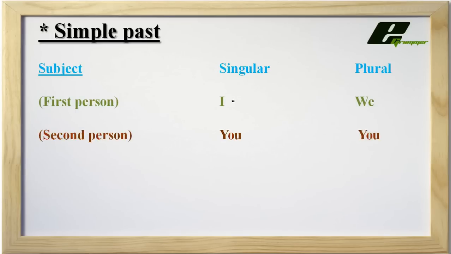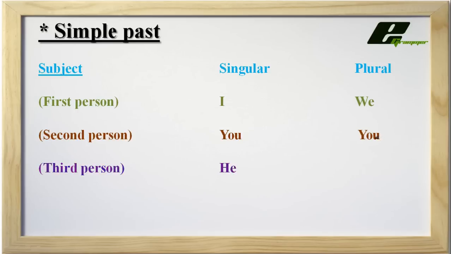Then comes second person. Now, what is second person? The person to whom we are speaking is known as the second person. In singular, it comes you, and in plural, it comes you. Now, we get confused here. This you stands for one person, and this you stands for more than one person. There is no difference, you can use you for singular also and for plural also. Understood?